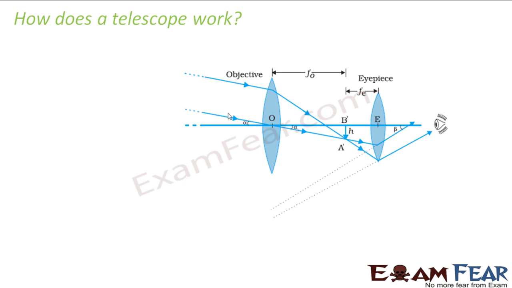Here the object is at infinity. So two parallel rays are coming from the object placed at infinity. It forms an image B dash A dash, which is a real inverted image. And this image acts as an object for the eyepiece. And as a result, an image is formed.